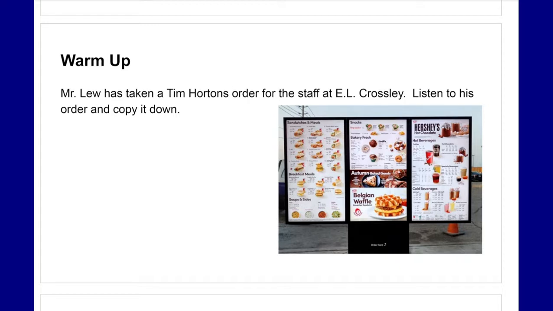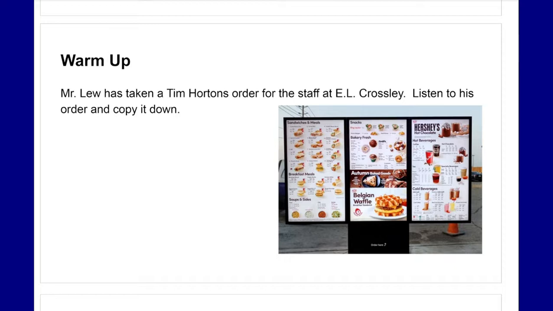So, the order is large coffee double-double, large coffee double-double, a large black coffee, tea with milk and sugar, large double-double coffee, maple dip donut, large coffee double-double, large black coffee, large regular coffee, large coffee double-double, 10-pack of Timbits, large coffee double-double, tea with milk and sugar, another 10-pack of Timbits, large coffee regular, large black coffee, large regular coffee, large coffee double-double, large black coffee, 10-pack of Timbits, large regular coffee, and a small black coffee. Did you get the order that time?